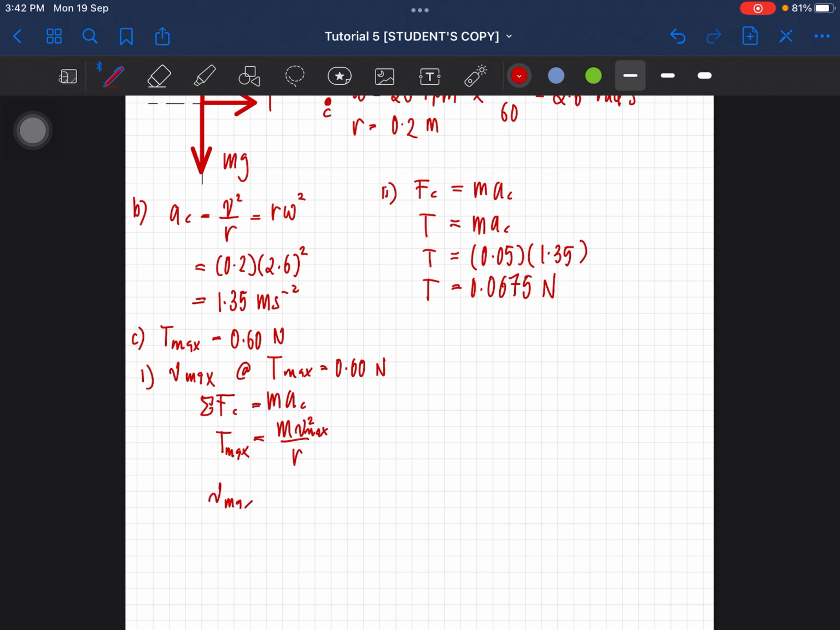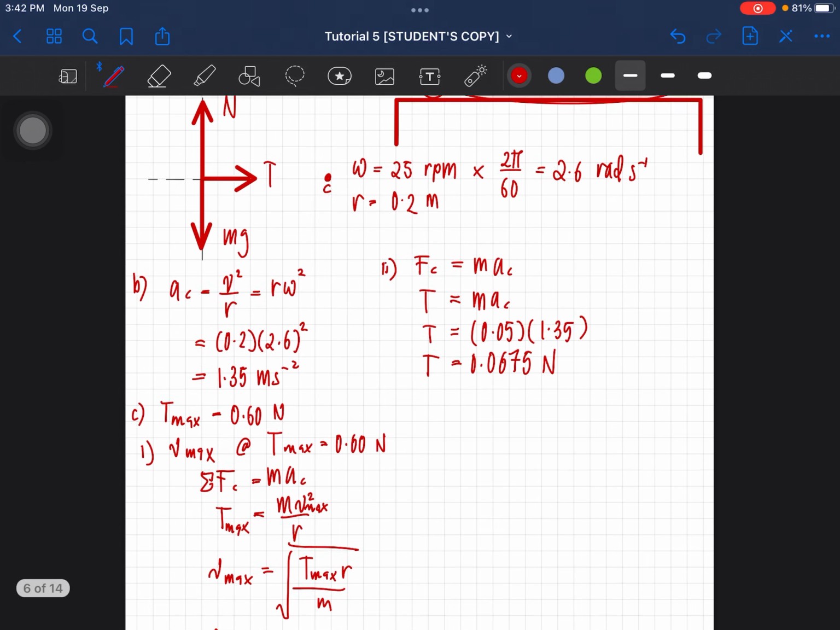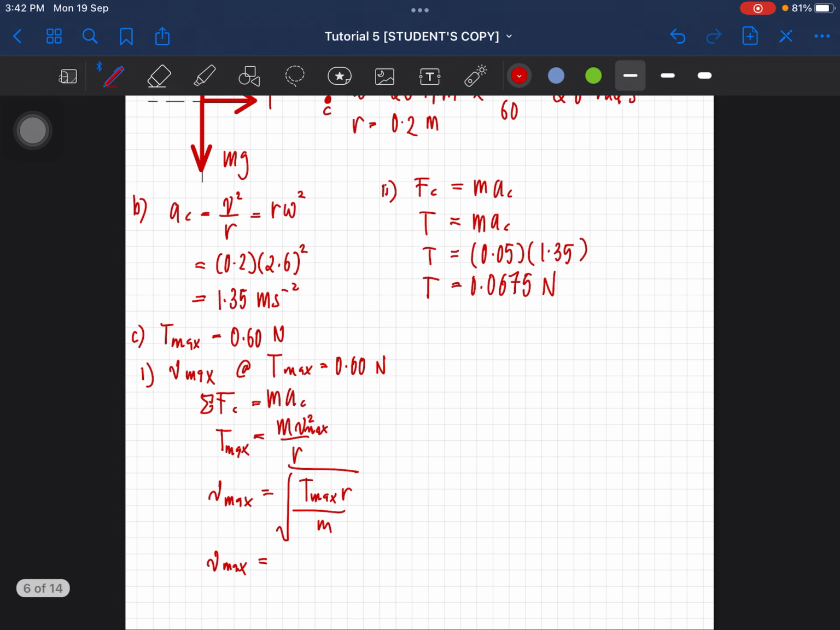If you rearrange that, you will get v max equals the square root of T max r over m. So the maximum velocity equals, I'm going to calculate it again in case the decimal point is different, radius 0.2 divided by 0.05. You get 1.55. Make sure to use 3 significant figures when you finalize the answer. So the answer is 1.55 meter per second.